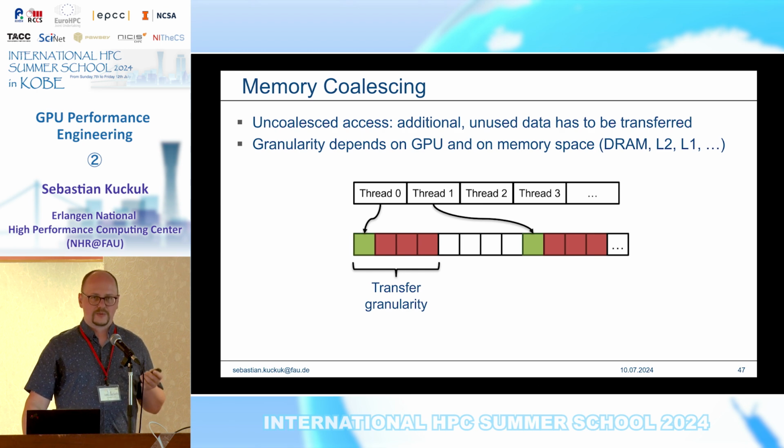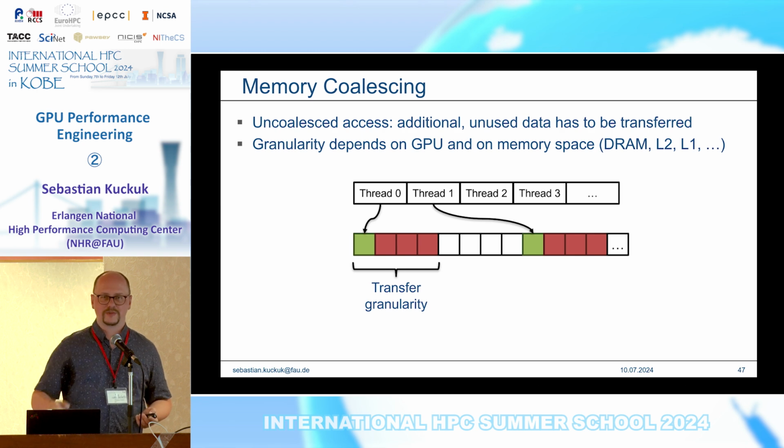Okay, last bit of information here. What is the transfer granularity? I kept this explicitly vague. In practice, unfortunately, that depends. That depends on the GPU that you're using, and even worse, it depends on the level of memory hierarchy that you're currently at. So the transfer granularity from DRAM to L2 to L1 will usually be different. But I'm letting you know this, such that if you see this effect, you can say, I've seen this before. This is just a transfer granularity effect.